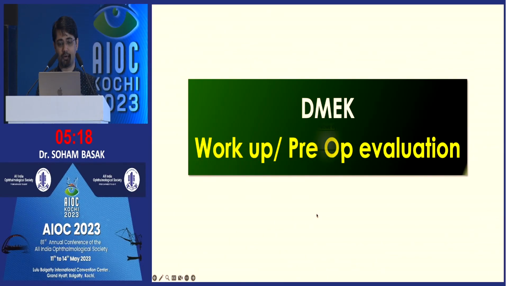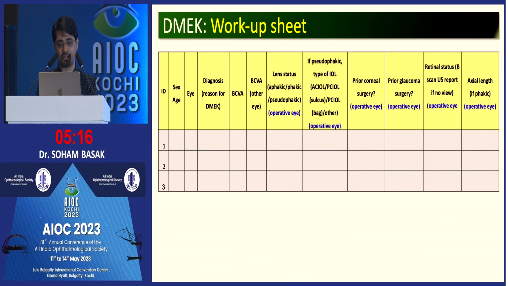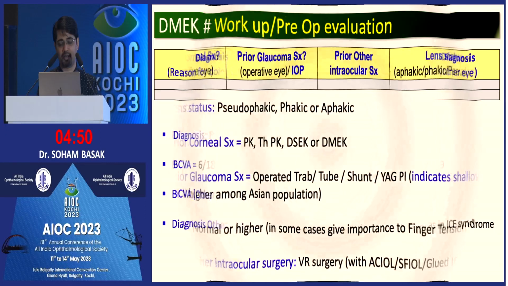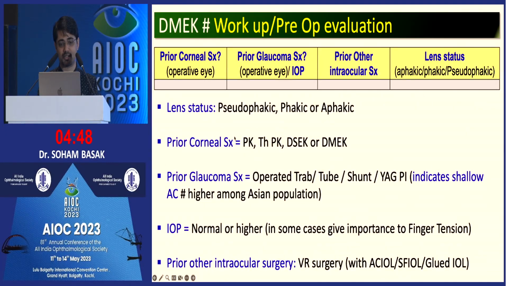And a little bit about your workup and pre-op evaluation. As beginners, it's always better to maintain an Excel sheet so that you can track how your patients are progressing and how your complications are doing over a period of time. Things to note would be the diagnosis, the visual acuity of both eyes, and the diagnosis of the other eye. Sometimes in cases of PBK, guttata or Fuchs might be missed, which is evident when you look at the apparently normal eye. The lens status, and if there has been any prior corneal surgery.